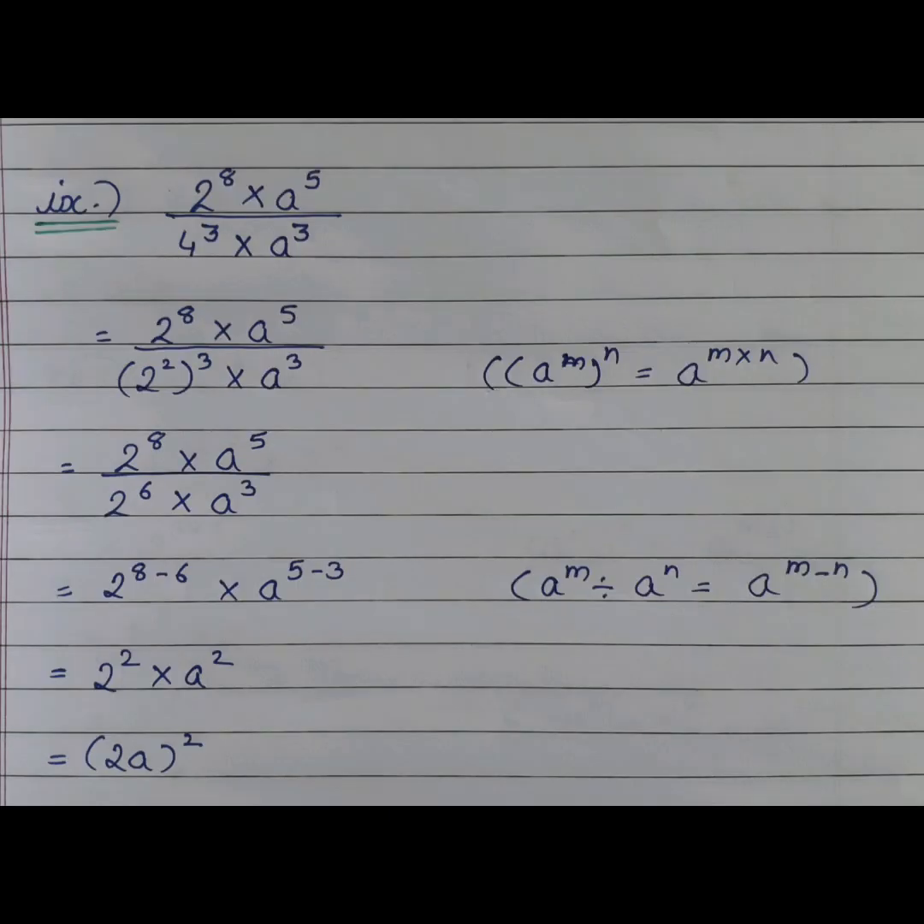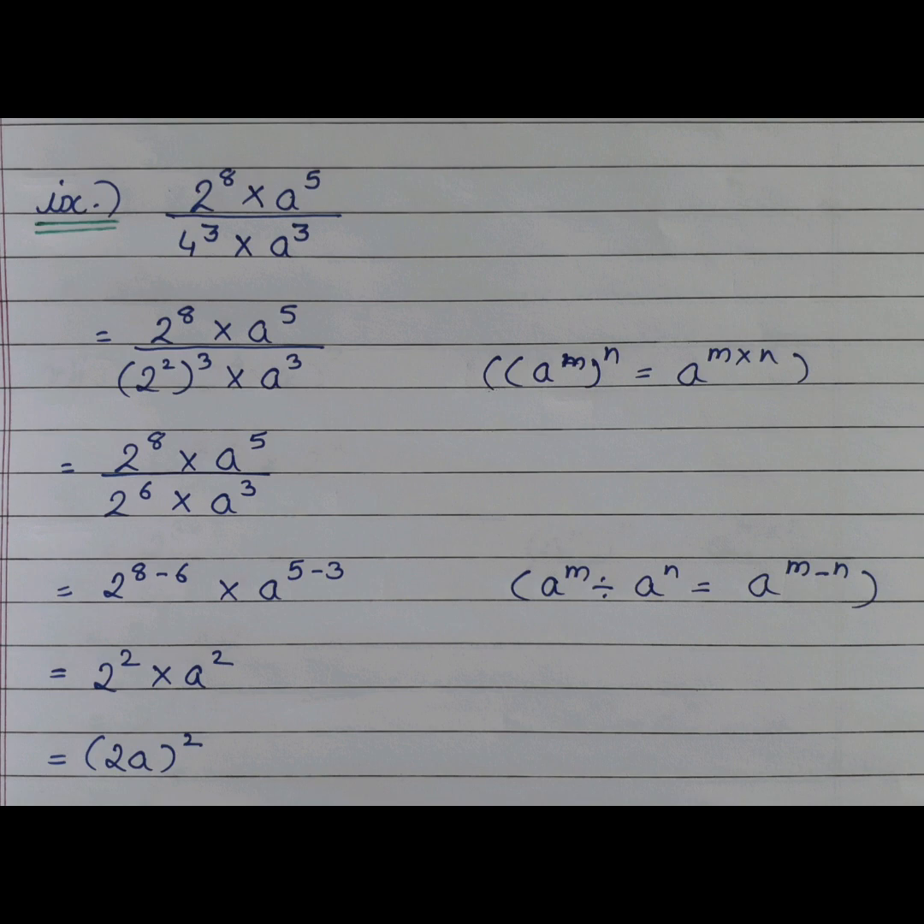The ninth part is 2 to the power 8 into a to the power 5 upon 4 to the power 3 into a to the power 3. So here I can see that the variable is also given with the number. And how can I solve it? First I will simplify the denominator, which says 4 to the power 3. 4 to the power 3 will become (2 square) to the power 3.